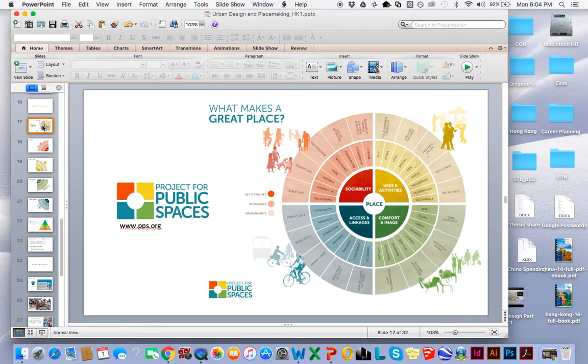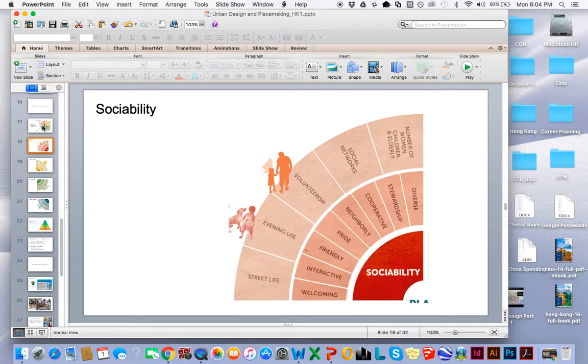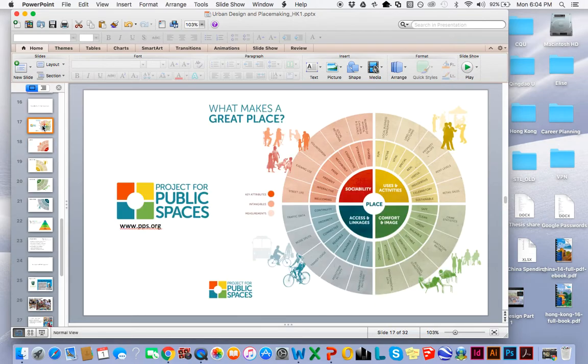So there are 4 key elements that the Project for Public Spaces has identified in the way that they analyze spaces. So we'll start here with sociability. And I'm sorry, before I move on, I should say, if you look right in the middle of the slide, you'll see 3 shades of red. The darkest one, key attributes, the middle, intangibles, and the third, or the outer radius, measurements.